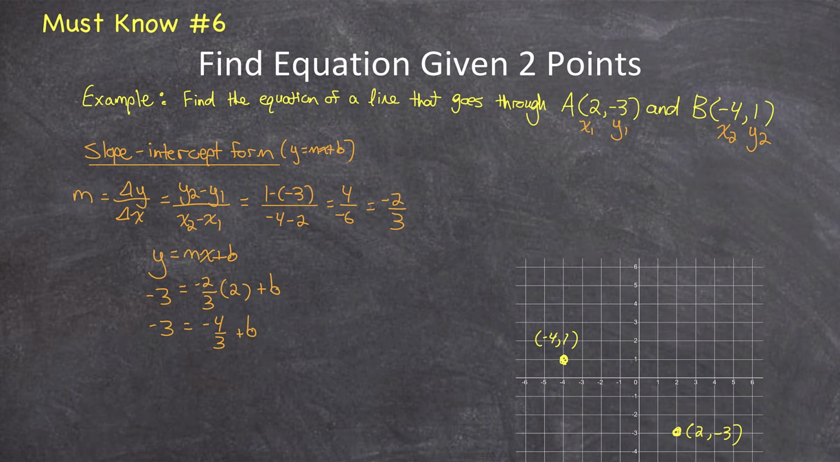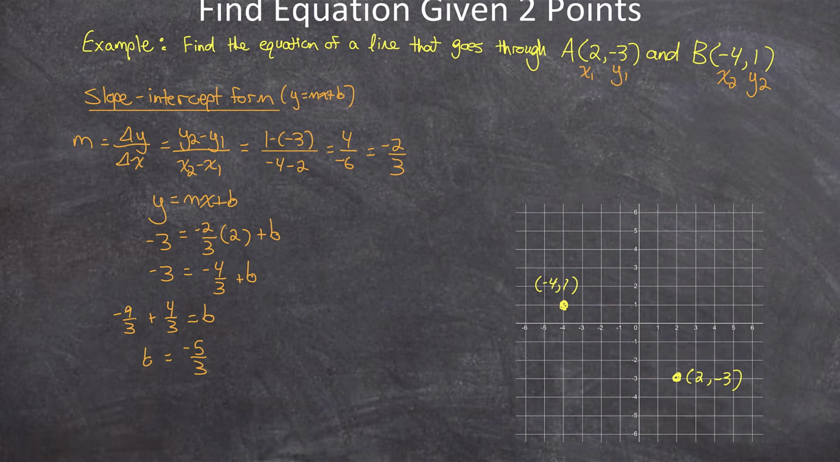To isolate b, we'll move the 4/3 to the other side. I've got a negative 3 over 1 plus 4/3 equals b. I'll rewrite that negative 3 over 1. I want a common denominator, so I would multiply top and bottom of it by 3, making it negative 9 over 3. So I get a b value of negative 5/3, which means my final equation for this relationship in slope-intercept form is y equals negative 2/3 x minus 5/3.